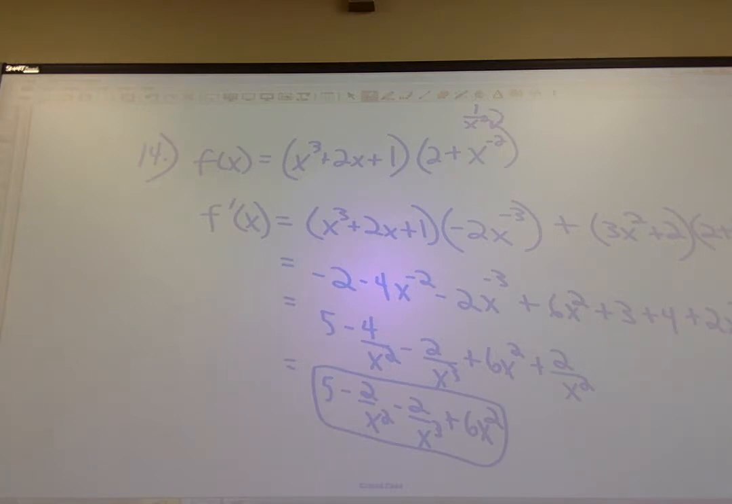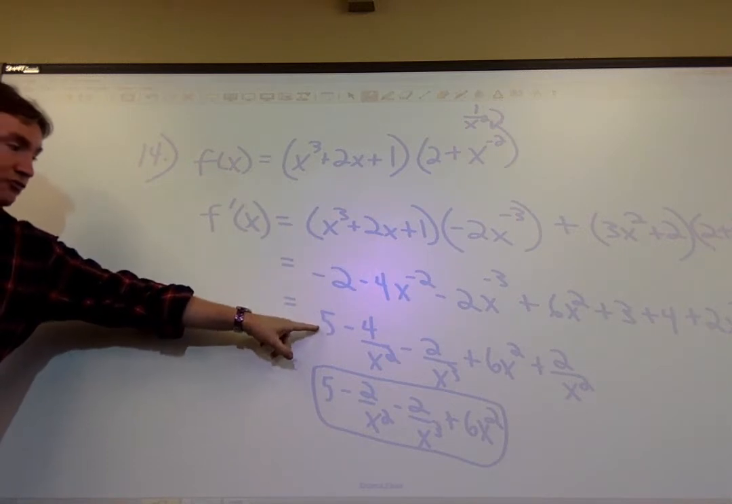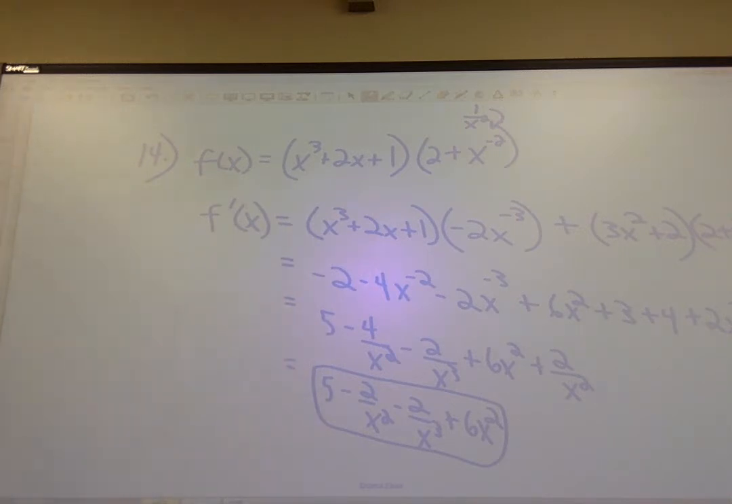But what if they said, make them all have a denominator of x cubed and make one big fraction? Expect that. But I'm saying on a quiz, I would say, you're right at this point, but I would prefer you do a little simplifying. But I don't want you to spend a whole day just simplifying things, right?